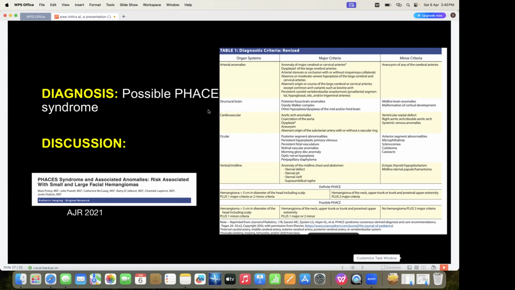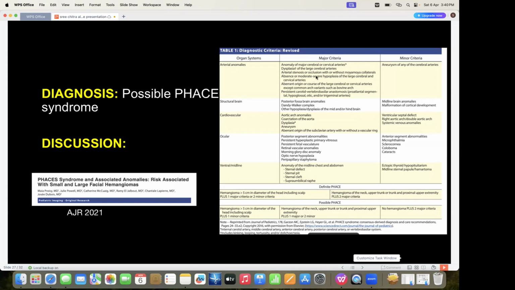So in this syndrome, there are major criteria and minor criteria. Major criteria for arterial anomalies include hypoplasia, dysplasia, or anomaly of major cerebral or cervical arteries. So in our case, there was hypoplasia of the large cerebral or cervical arteries, that is, the ICA. This ICA is hypoplastic.